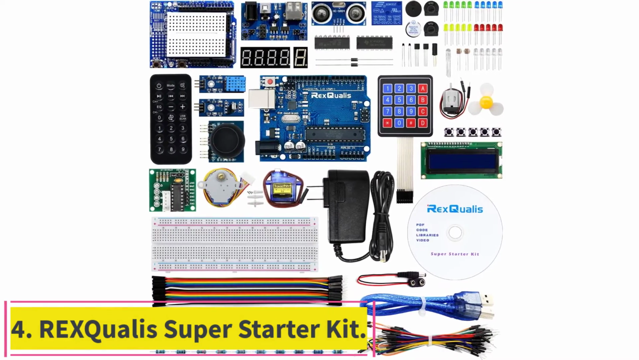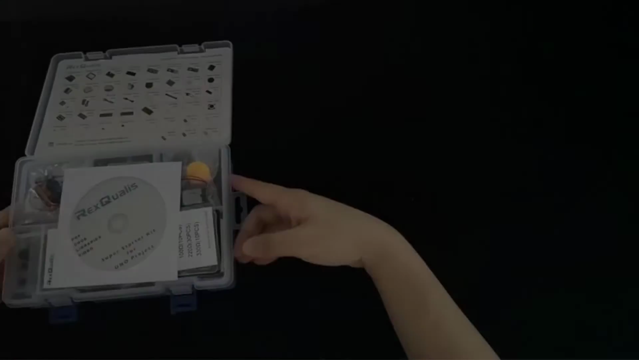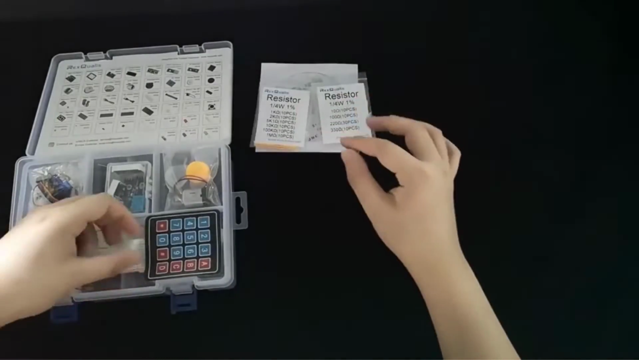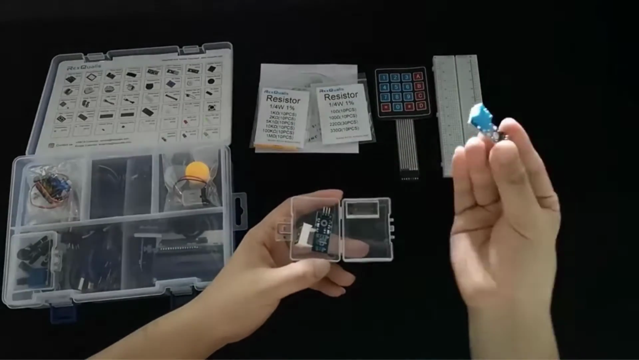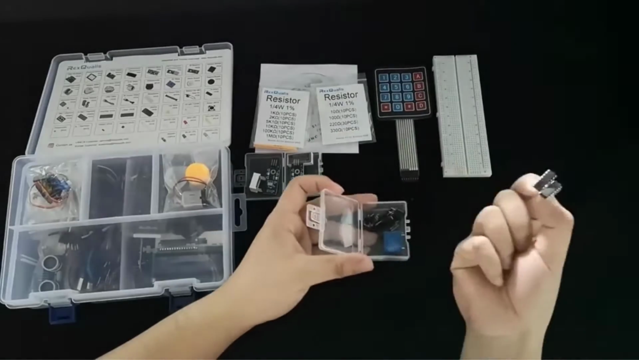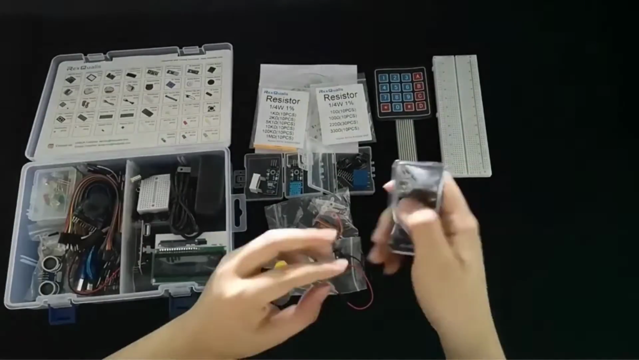Number 4, REXQualis Super Starter Kit. The REXQualis Uno is a good value even among many other economical choices. It features a range of useful pieces, including a joystick, a remote control, 3 motors, and more. It would rank higher if not for its unclear instruction manual.